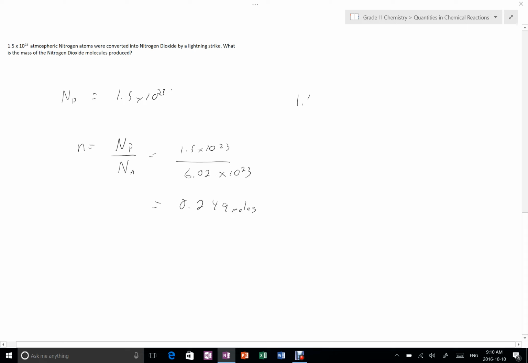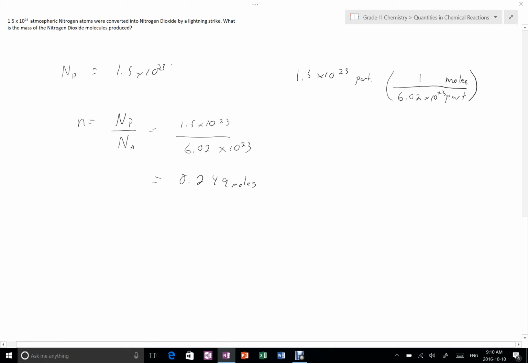Or, 1.5 times 10 to the 23rd particles. I want to convert particles to moles. For every 1 mole, I have 6.02 times 10 to the 23 particles. Since it's on the bottom, I divide. Anyway, that's how I get my number of moles. Now here, I have nitrogen being converted into nitrogen dioxide. Again, here we have a 1-to-1 ratio. There's some other stuff here, it doesn't matter. But that's in a 1-to-1 ratio.